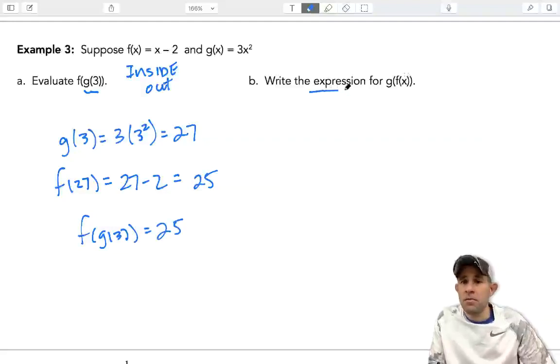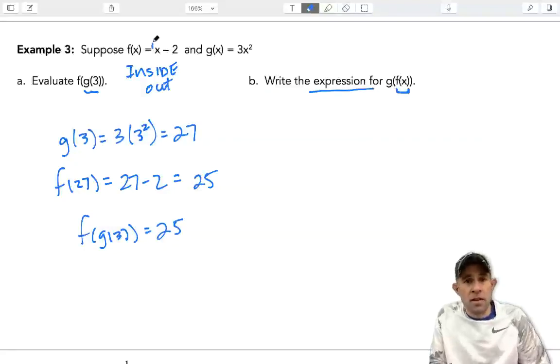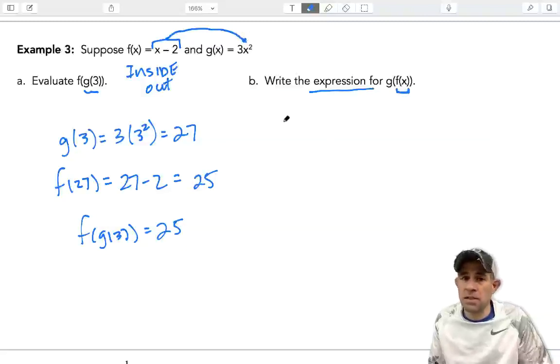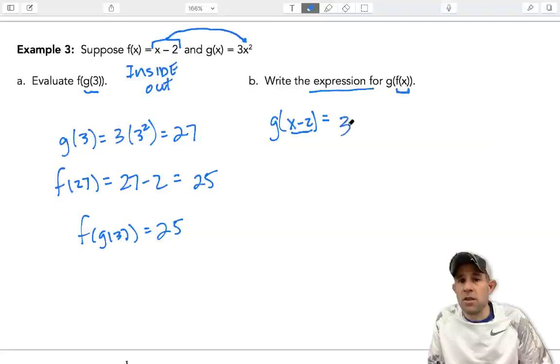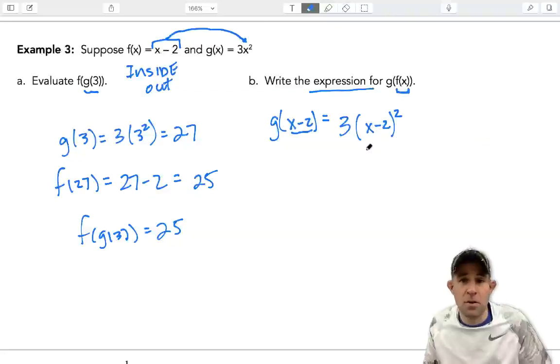All right, now let's write an expression for g of f of x. So remember, this is f of x. x minus 2 is going to be substituted into the expression for g of x wherever you see an x. So we're going to say this is really equal to g of x minus 2. This is our x now, and our g function is 3 times x squared. But our x is x minus 2, so it becomes 3 times x minus 2 squared.